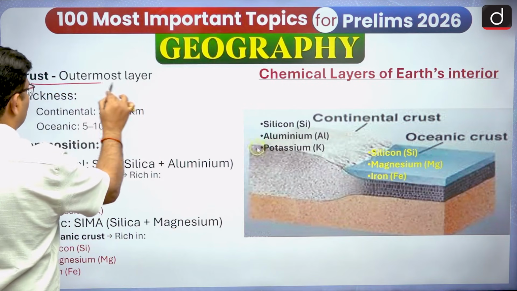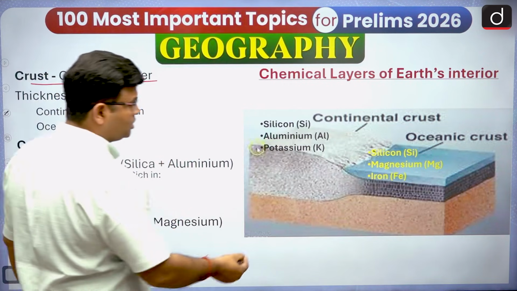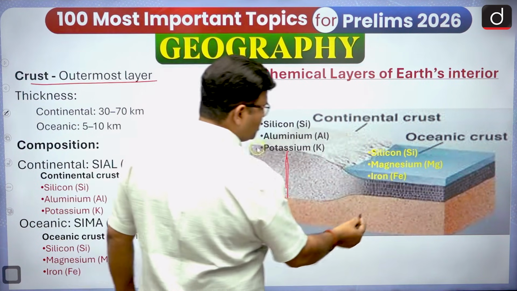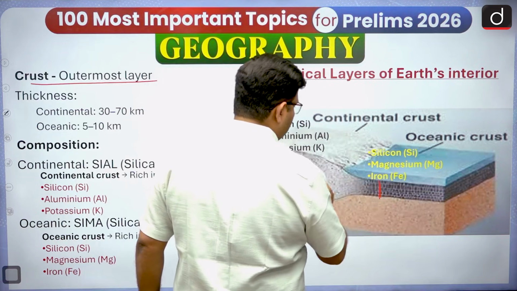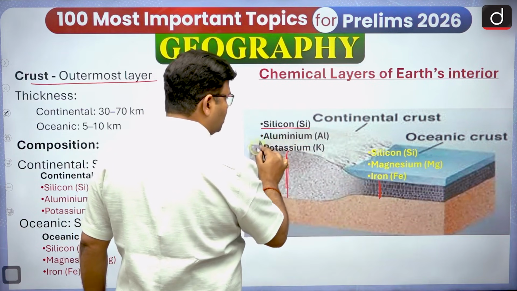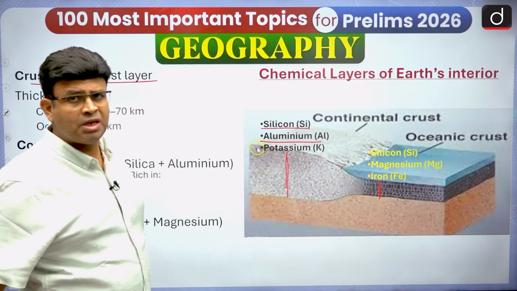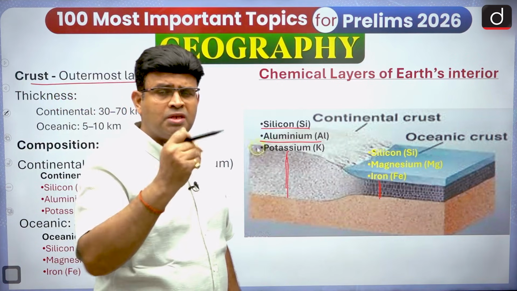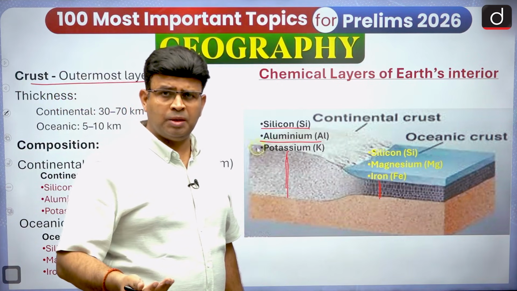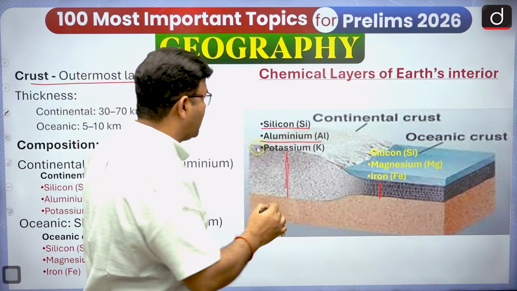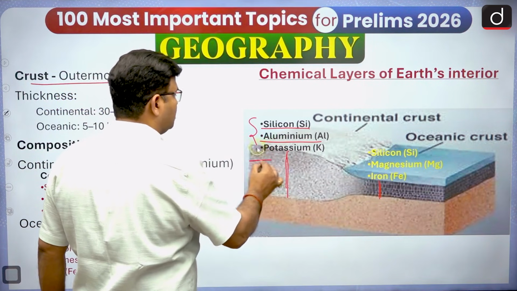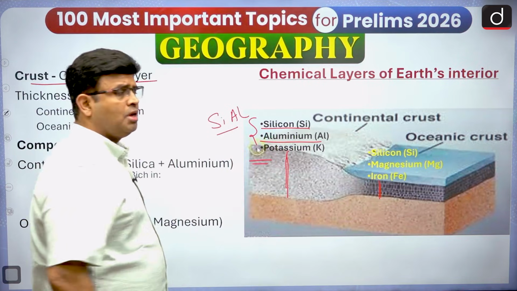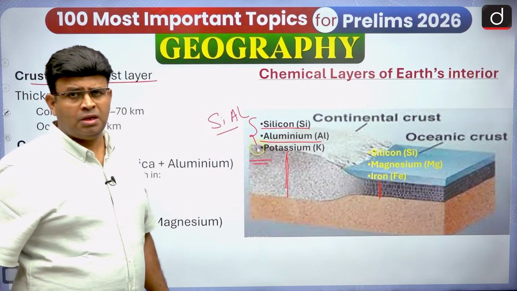If I talk about the outermost layer of the earth, the crust, it is divided into continental crust and oceanic crust. In the continental crust, silica and aluminum are the maximum. On the earth's surface, the sand, silt, and clay you are watching are all silica, and after that aluminum. Therefore, with the help of those words comes the word sial. Sial means silica and aluminum. Continental crust is known as sial.